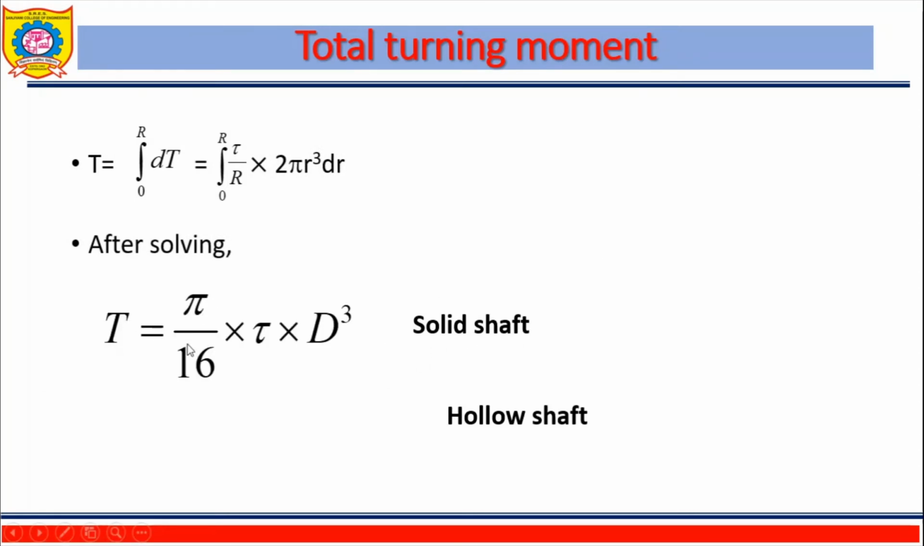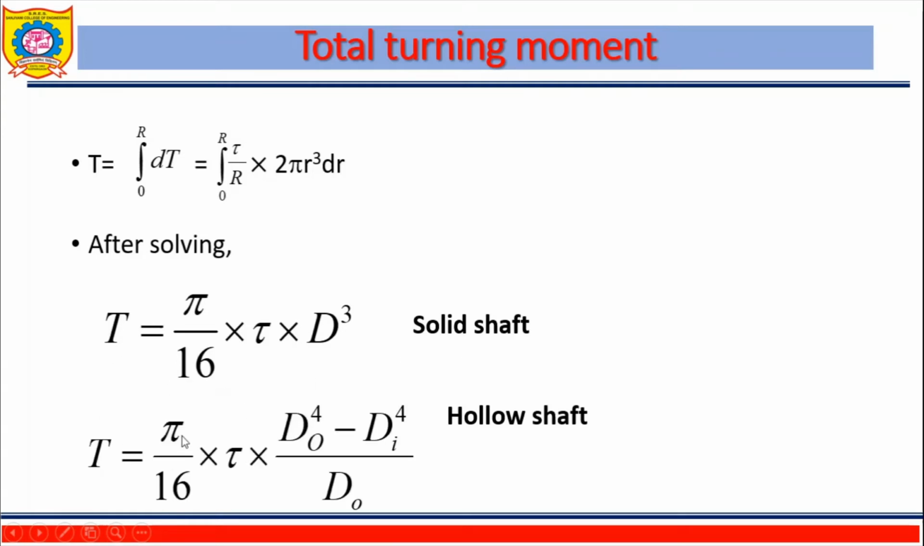After solving this, we will get the formula for the solid shaft: torque T equals pi by 16 tau d cubed. T is the torque, tau is the shear stress, and d is the diameter of the solid shaft. Similarly, torque T equals pi by 16 tau times do raised to 4 minus di raised to 4, upon do, for the hollow shaft.